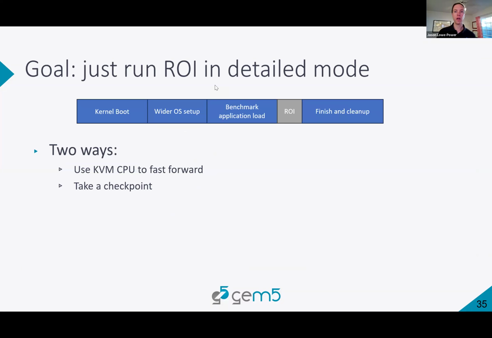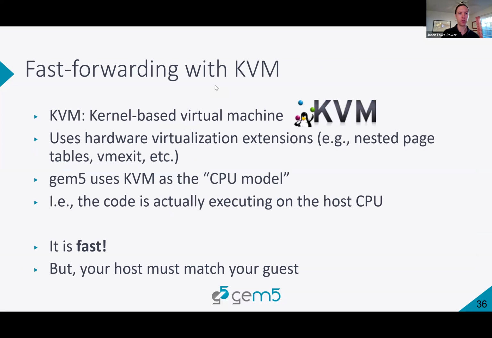Okay, so if we're doing full system simulation and we really just want to run the ROI, we have two different methods to do this in gem5. We can either fast forward to the ROI, and we're going to show the KVM CPU to do that, or we can take a checkpoint at the beginning of the ROI and then reload that checkpoint. So let's talk about KVM fast forwarding. KVM is the kernel-based virtual machine. This is a module that is in the Linux kernel.